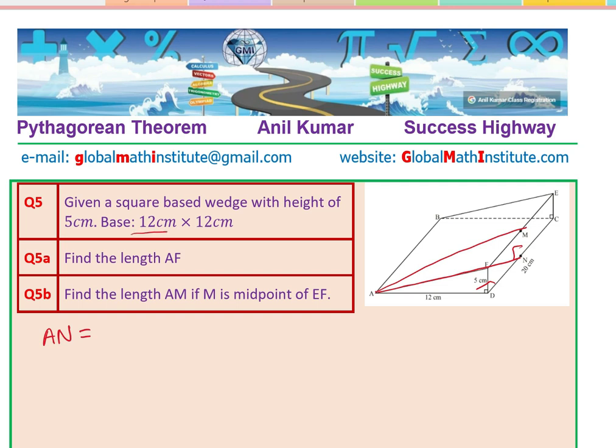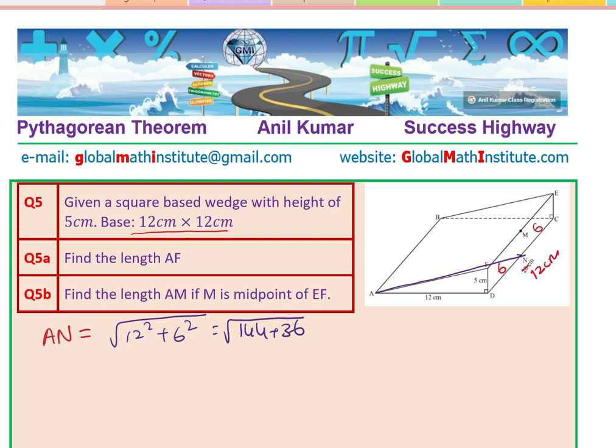Because I wrote base as a square base, 12 by 12, I'll change this to 12 for now. Is it okay? So in that case, this will be 6 centimeters. In the figure, it was written as 20, correct? So let me change this to 12 centimeters and then solve it. So this will be 6 and this will also be 6, correct? So that is what we are doing. We're trying to find A to N. So A to N is square root of 12 square plus 6 square, which is square root of 144 plus 36, right? So that is how we'll find this.